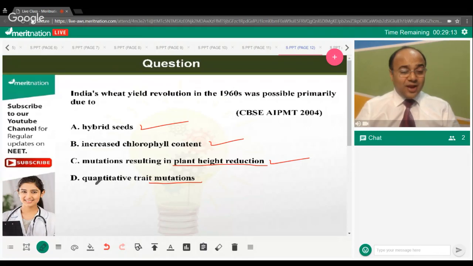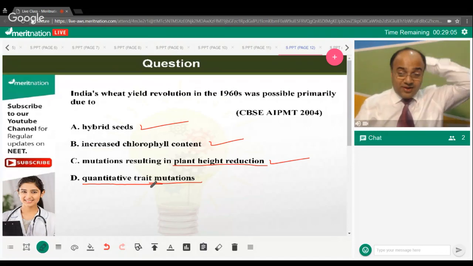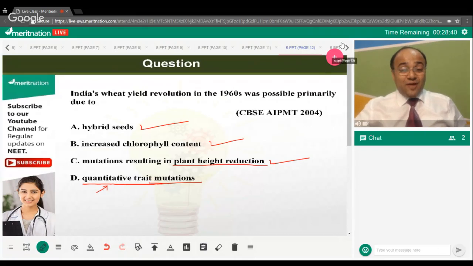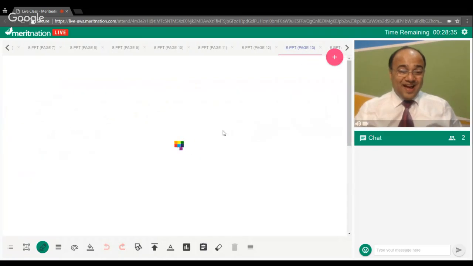What do I mean by quantitative trait mutation? That's fine, Umbreen. That's fine. What do I mean by quantitative trait mutation? Can anyone explain that? Well, it simply means we are not increasing the quality, but we are increasing the quantitative output of the crop. Well, Sudarshan, that's the trick. You have to choose a more suitable option. Okay, let's move ahead and let's see the next one.